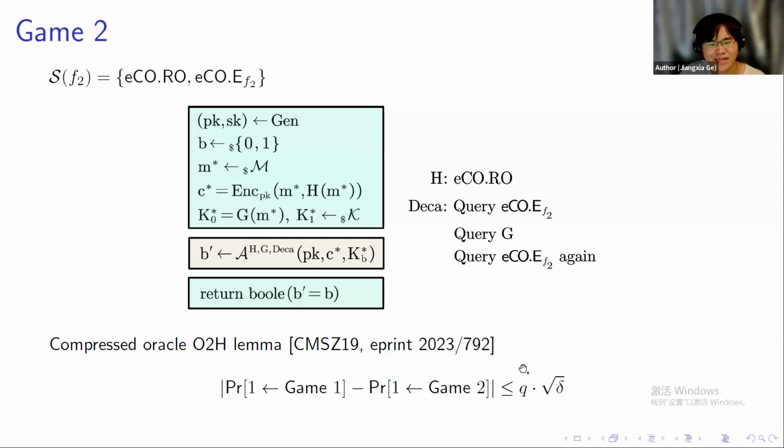Actually, we use an adaptive version of the compressed oracle O2H lemma, and the detailed proof of this adaptive version is given in our other work this year with the proof number 792.